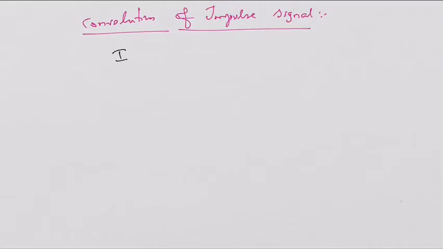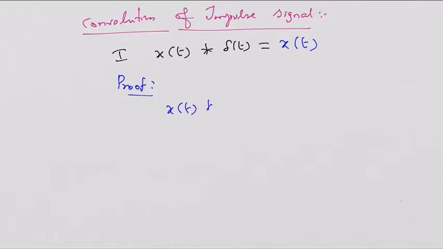First case, x of t convolved with del of t. What would be the product? It is expected to be the same, x of t alone. Convolution of impulse with x of t produces x of t alone. How to prove this? The proof is very easy, because by definition x of t convolved with del of t is denoted as tau varies from minus infinity to plus infinity, x of tau into del of t minus tau d tau.